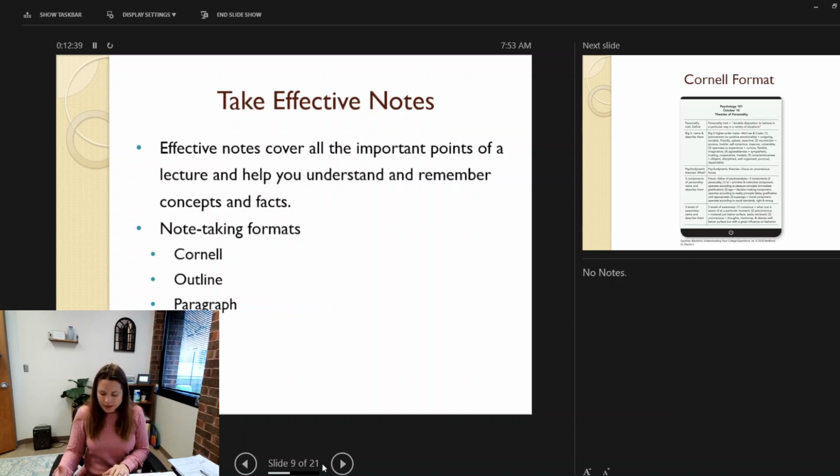The next one is on page 115 and it's paragraph. Now, paragraph really is great if you're a read-write learner because it really helps sum up a large section of material. So say if you have a psychology class or if you have a history class where it's mostly lecture, this is really good because it's going to allow you to write a large section of material.